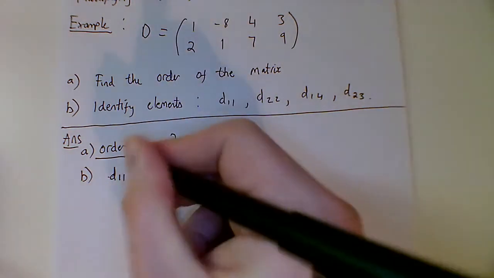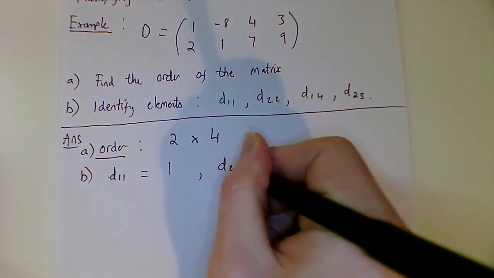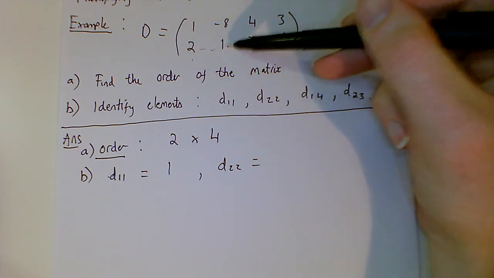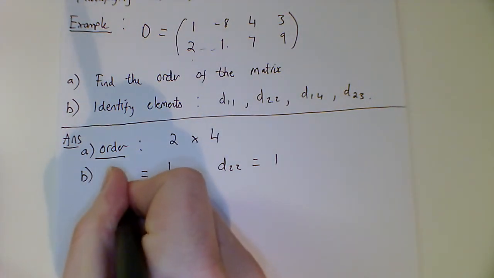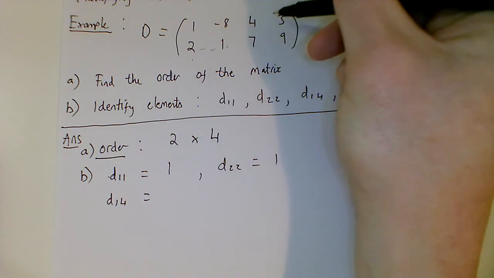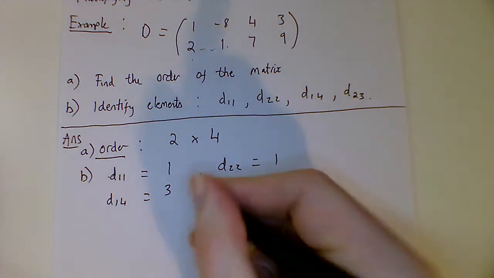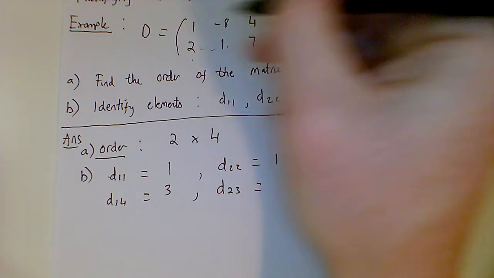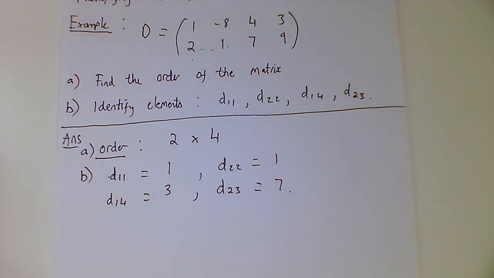So D11, it's just 1. D22, that means second row, second column, so that's just 1 again. D14 means it's in the first row, but in the fourth column, so that's just 3. And lastly, D23 means second row, third column, so that makes it 7.